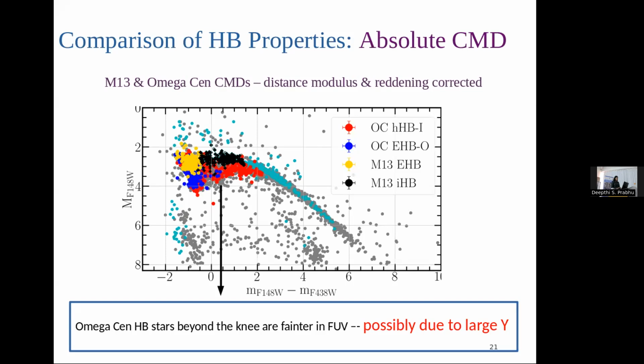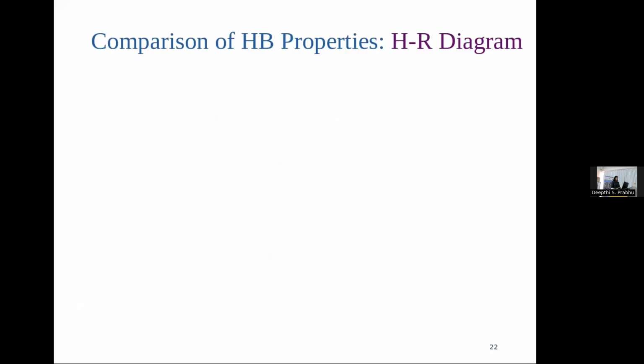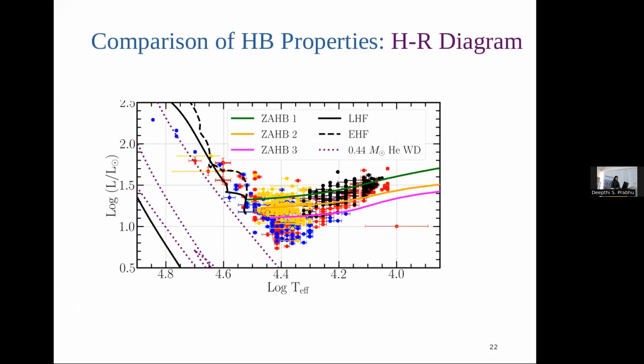So here we are verifying that there is not only a discrepancy between the models and the FUV observations, but also, comparing the observations of the two clusters, we can see that indeed there is some uniqueness in the properties of Omega Cen in UV. So we compare the properties of these sources in the HR diagram, and we derive these properties such as effective temperature and luminosity as well as radius.